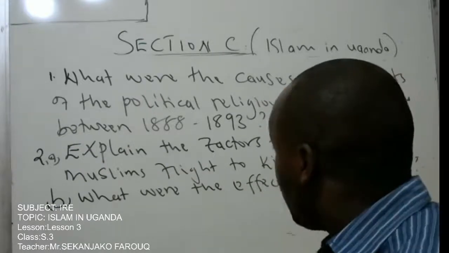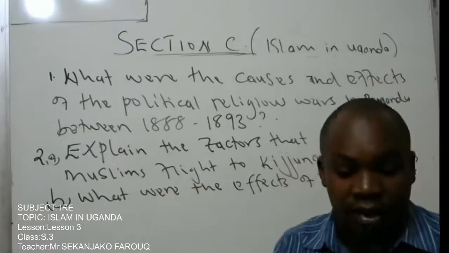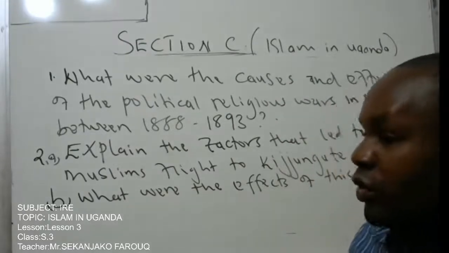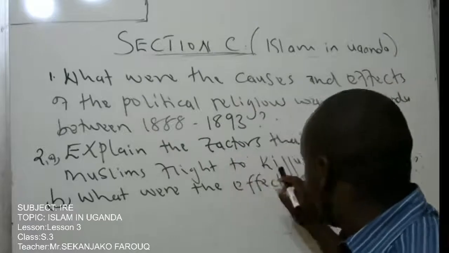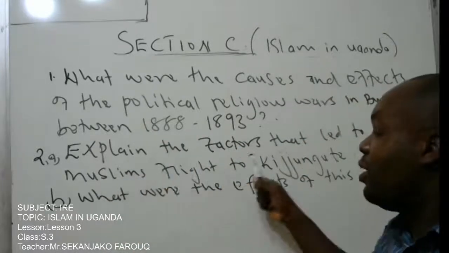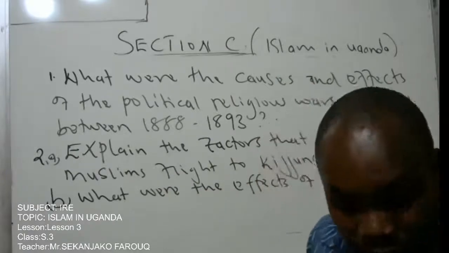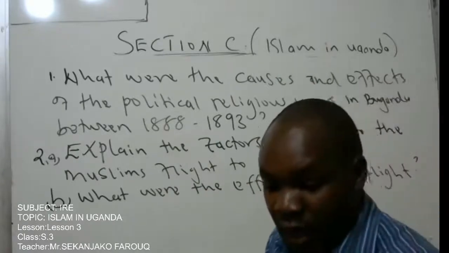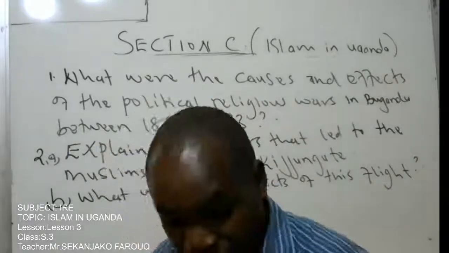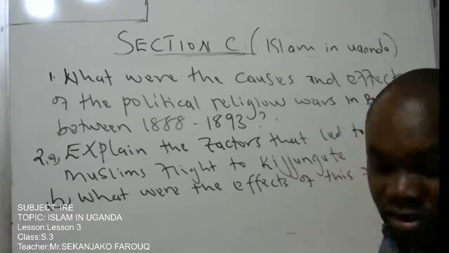So we have already talked about Kijungute. In our discussion, we said that is a place where the Muslims had to run to after being defeated. Kijungute is a place located in Bunyoro. So look at the reason as to why the Muslims had to run and go to that area. So lastly for today, we are going to look at the effects of the political religious wars.